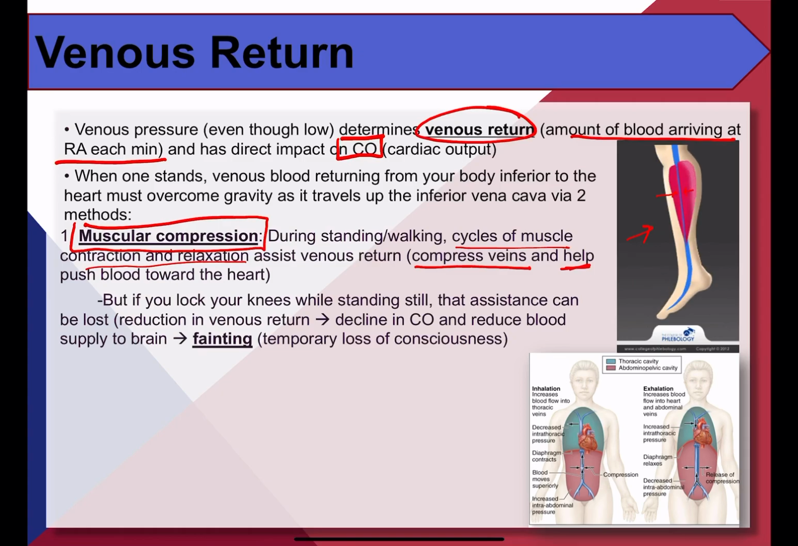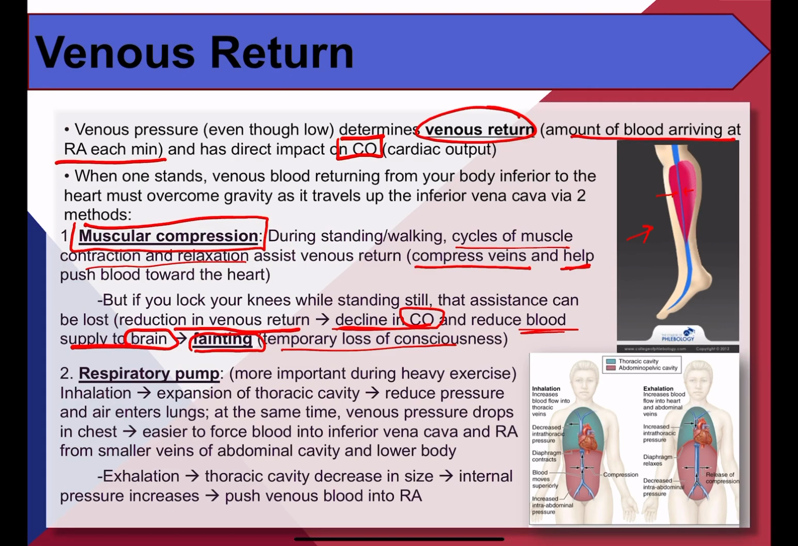So if there's no muscular compression, you're going to have a decrease in venous return. And a decrease in venous return can lead to a decrease in your cardiac output, which can reduce, for example, blood supply to the brain. That is why people who lock their knees in the hot sun for long periods may experience fainting, a temporary loss of consciousness, because the brain does not receive enough oxygen from the cardiovascular system. Okay? So that's how muscular compression helps with the return of blood back to the heart.